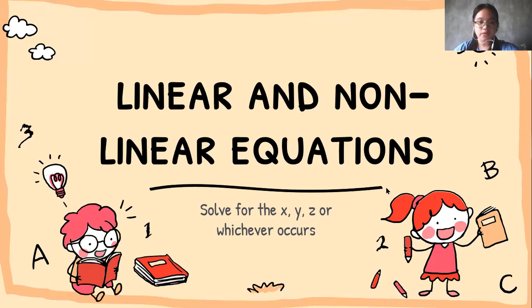Linear and non-linear equations. Solve for the x, y, z, or whichever occurs. In this topic, we will only be discussing the basic parts of solving for x, y, and z, or whichever occurs. There are 4 ways to solve linear equations: the graphing method, substitution method, elimination method, and matrix method. But today, we will only be using the substitution and elimination methods.